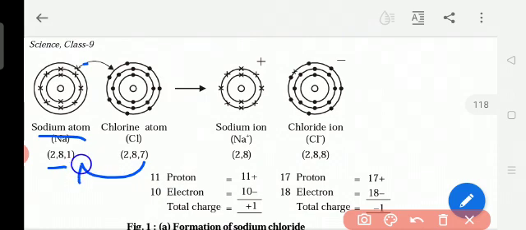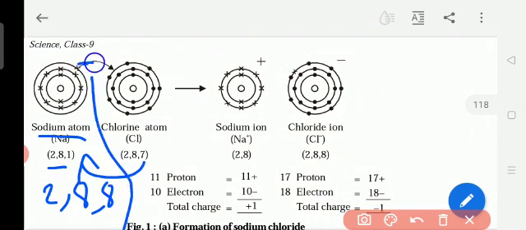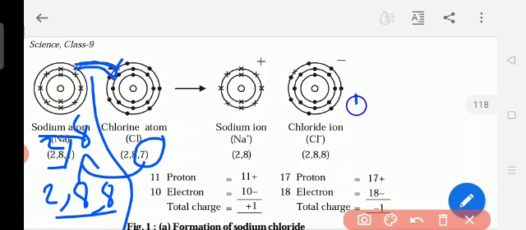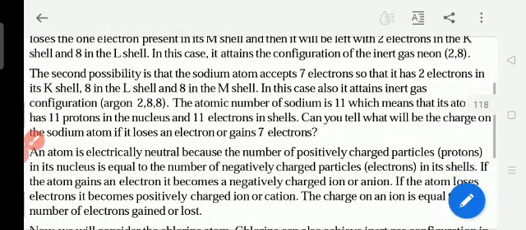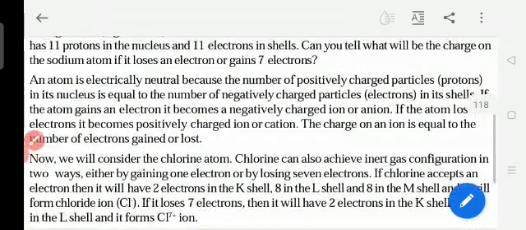Can you tell what will be the charge on the sodium atom if it loses 1 electron or gains 7 electrons? Okay. So here what they are telling means 2 chances are there to fill the octet. Sodium can get the 7 electrons from the chlorine to fill its octet. And another possibility, it also gives an electron to get the octet. When it gives, it gets only 2, 8. When it takes 7, it gets 2, 8, 8.